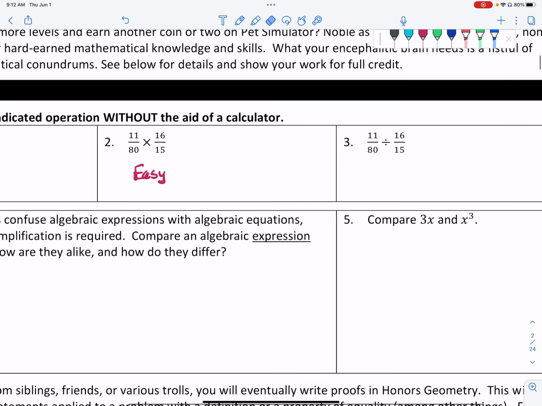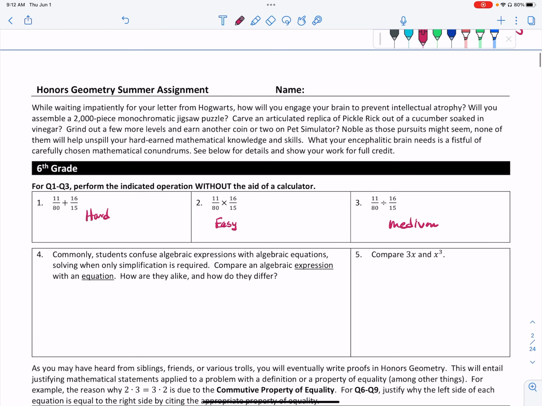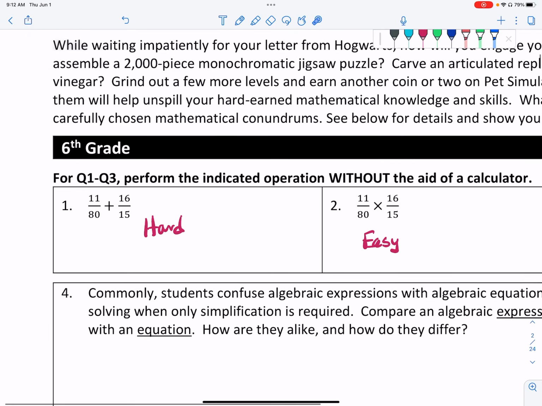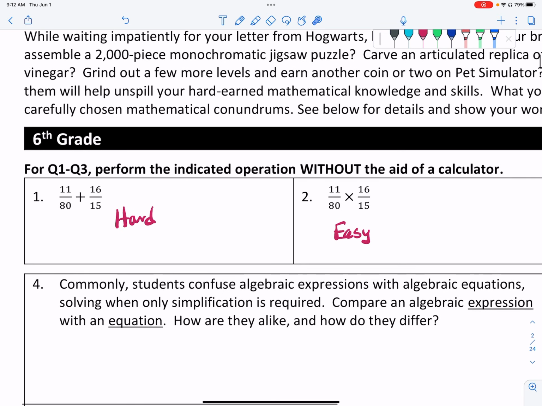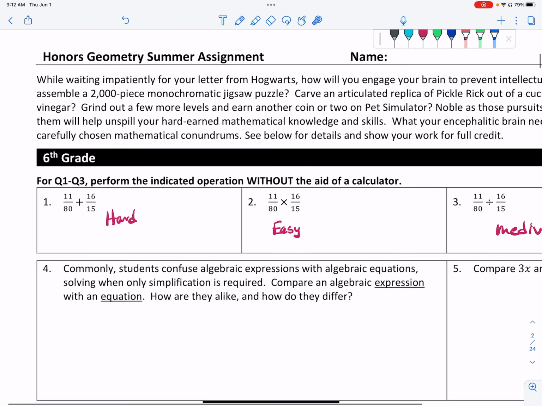Okay. And then the division comes in a strong medium here. Medium as far as difficulty goes. So what makes number one the hardest of the three is the fact that you do have to get a common denominator, something that doesn't happen on multiplication and division. So let's break down the multiplication of fractions in just a little bit more detail.